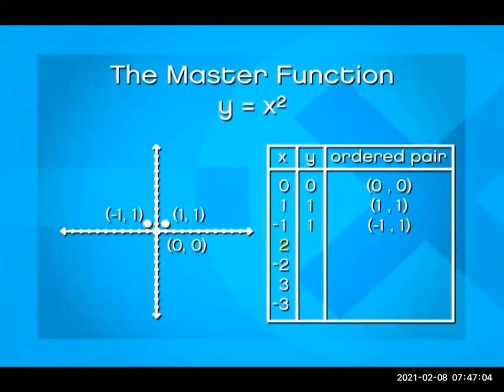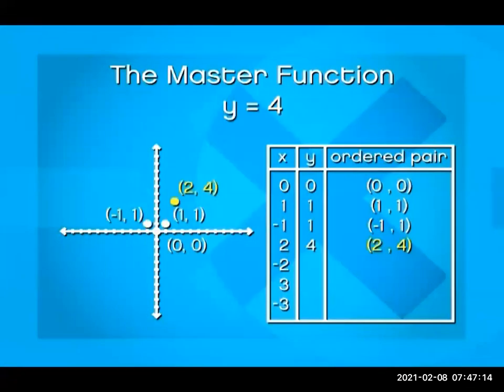The next x value is 2. Run that through the master function. Y equals x squared, and 2 squared is 4. That makes our ordered pair 2, 4. Plot that point. -2. -2 squared is 4. Ordered pair -2, 4, plotted here. This parabola is beginning to take shape. Let's plot a couple more points.